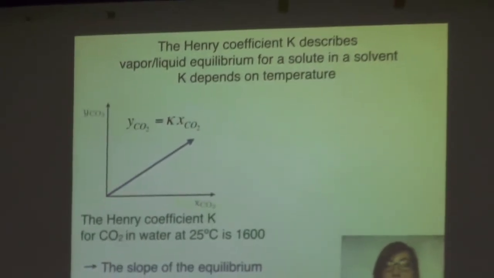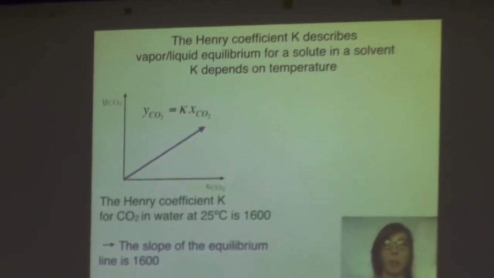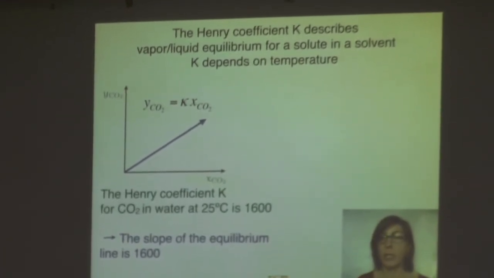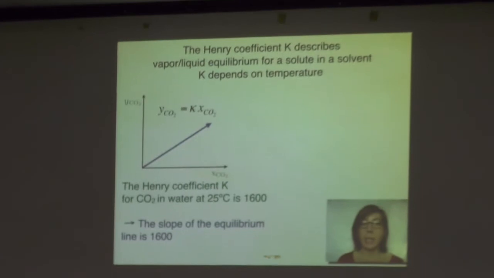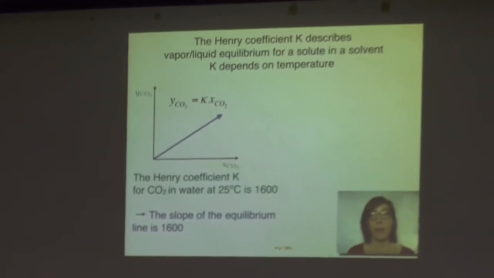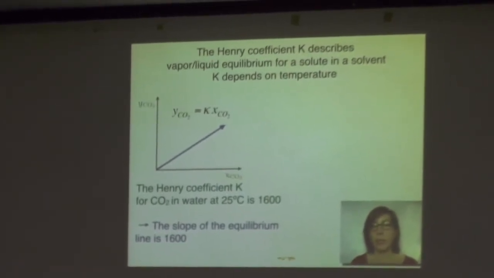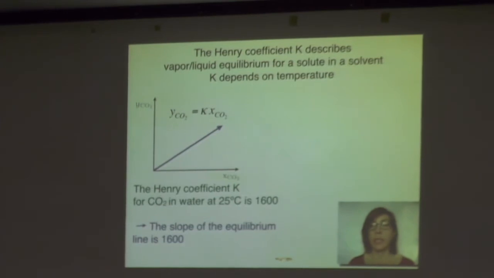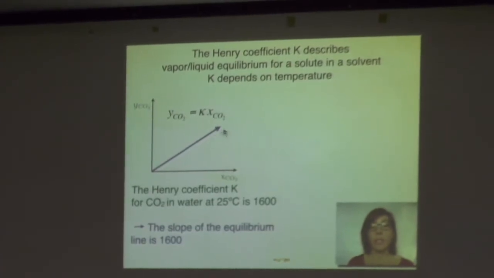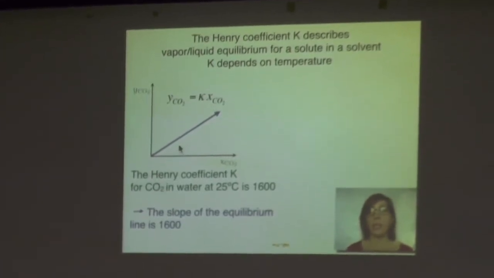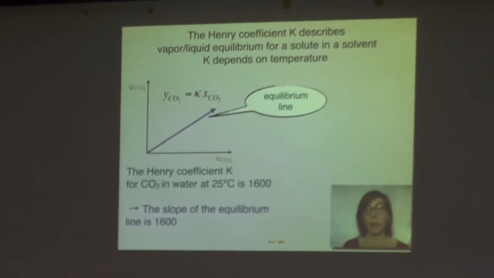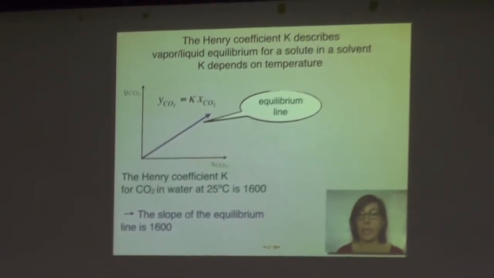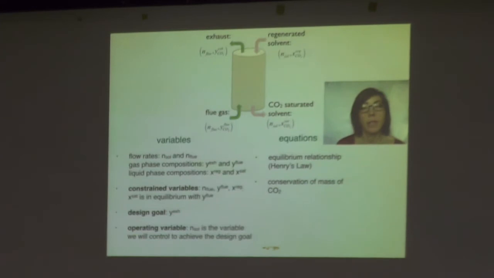So this dimensionless Henry coefficient describes the vapor-liquid equilibrium for a solute in a particular solvent, and it depends on temperature. Now for CO2 and water at 25 degrees C, the Henry coefficient is 1600. That means the slope of this line is 1600. This equilibrium line will form the starting point for graphical analysis. So now let's look at how we can invoke the conservation of mass to derive equations which will serve as design tools for our system.